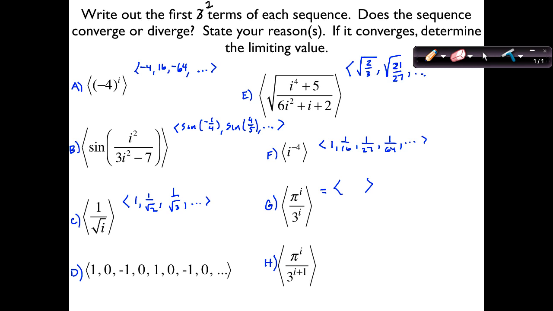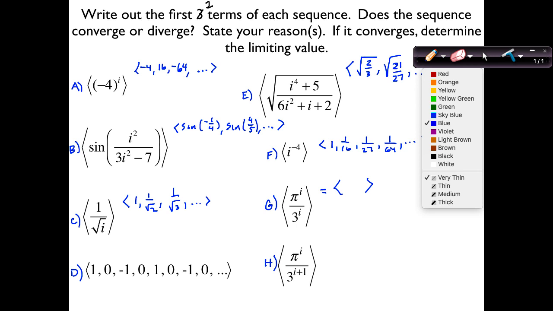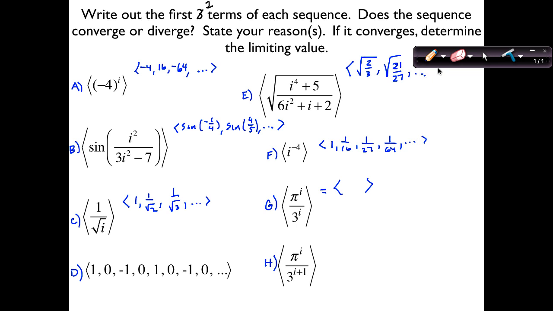Let's regroup here. Okay, so first one. What is going on here? What kind of sequence is that? Okay, we can do better than that. -4 to the I is? I haven't heard it yet. -4 to the I.